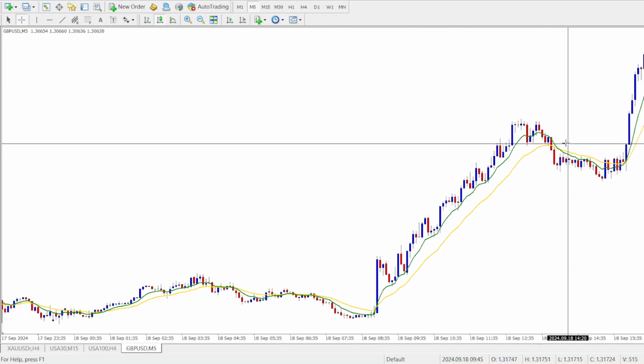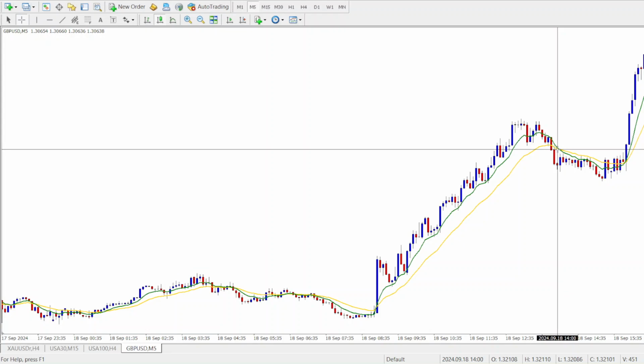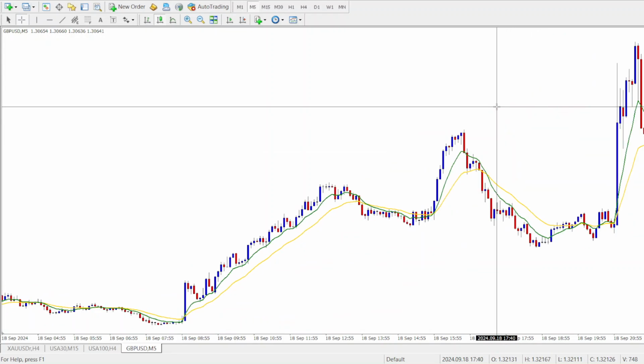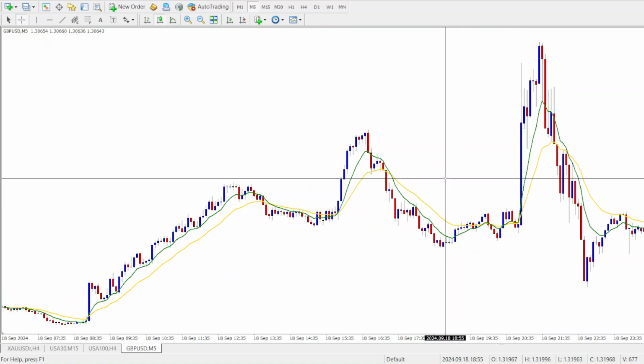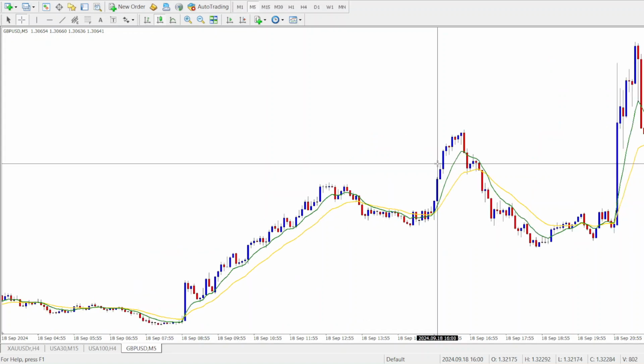So for a buy trade, you might want to wait for a bearish crossover as your exit signal. For a sell trade, you might want to wait for a bullish crossover as your exit signal. You can also use other indicators for extra confirmations.